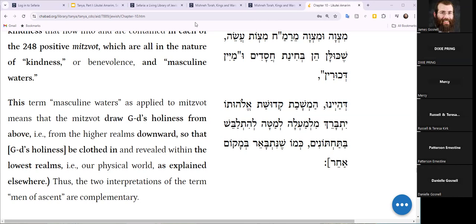I mean, that's by Igeret HaKodesh, 29. I think we're going to read that. Oh no, that's the letters. That's different. But yeah, so you study the Torah, it's as if you fulfilled all the mitzvahs.